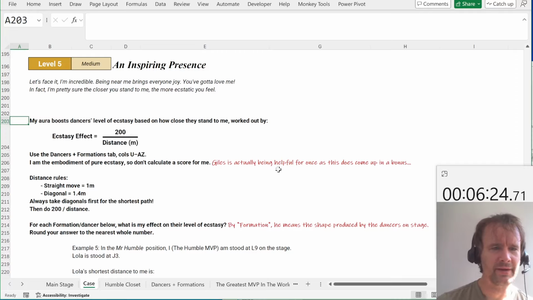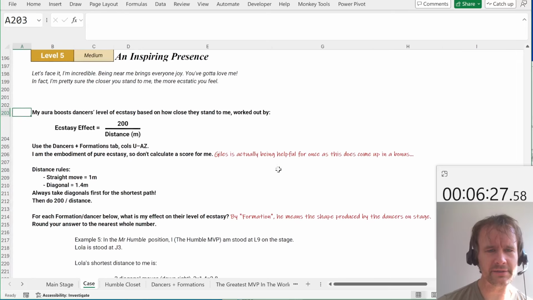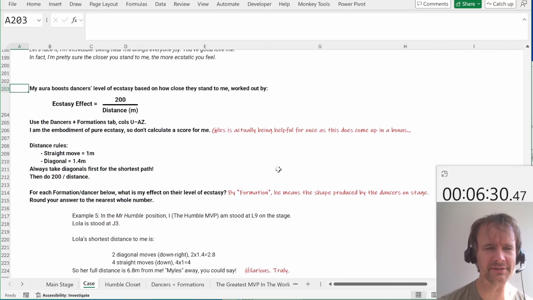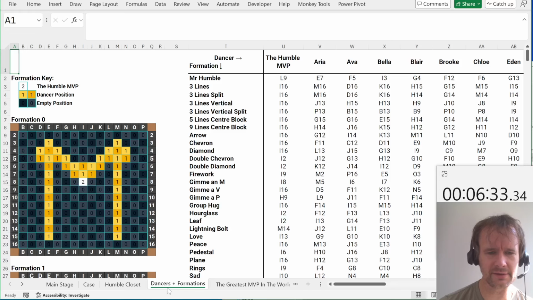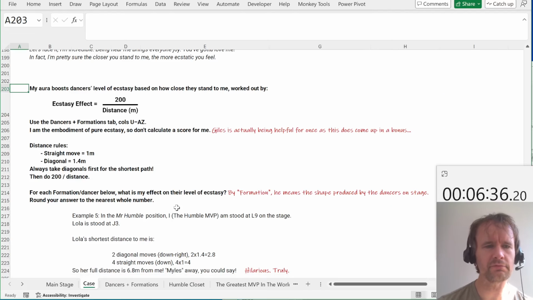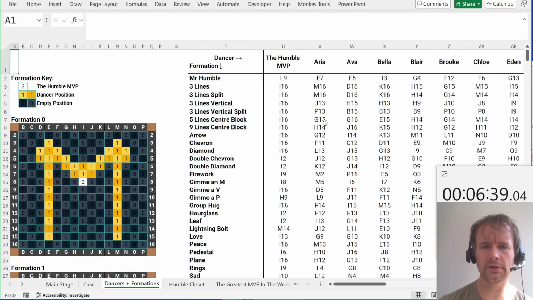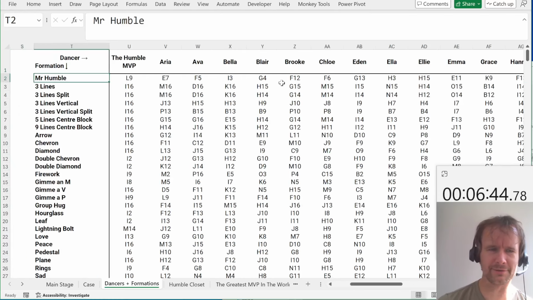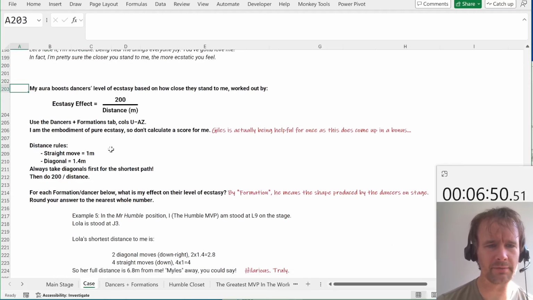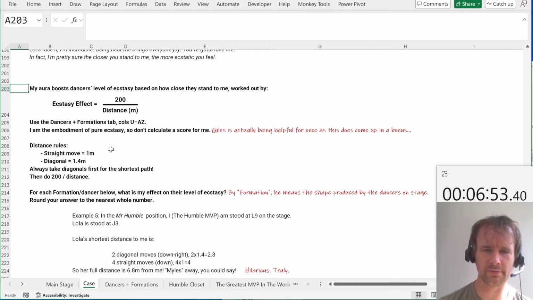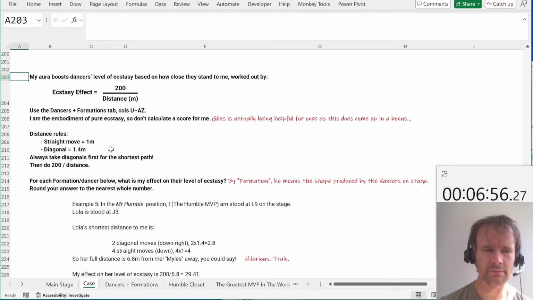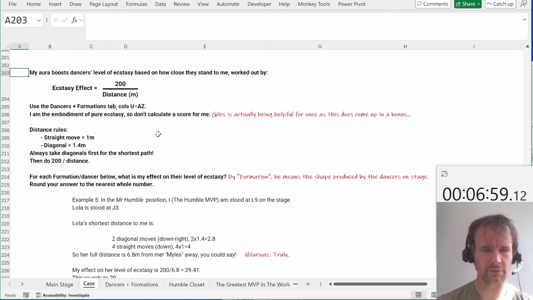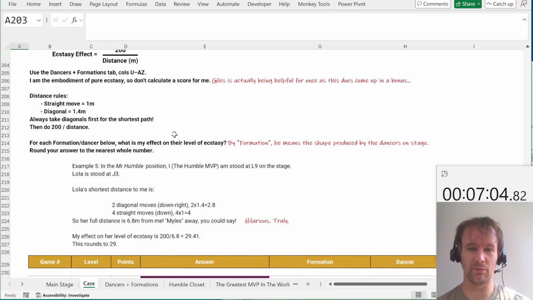Okay. My aura boosts dancers' levels of ecstasy based on how close they stand to me. 200 over distance used. Dancers plus formations. Okay. Come in here. Column U to AZ. The humble MVP is here. And we have 44 dancers. Okay. That's the dancer, that's the formation. Got it. Use the dancer. I am the embodiment of pure ecstasy, so don't calculate a score for me. Straight move, diagonal 1.4. What? Okay, that's what?